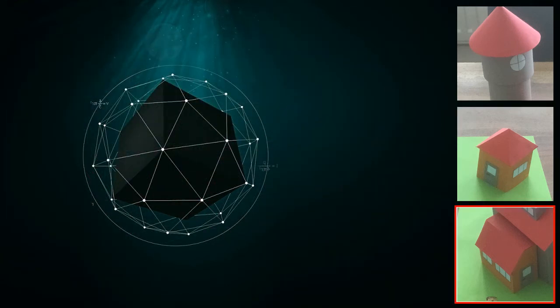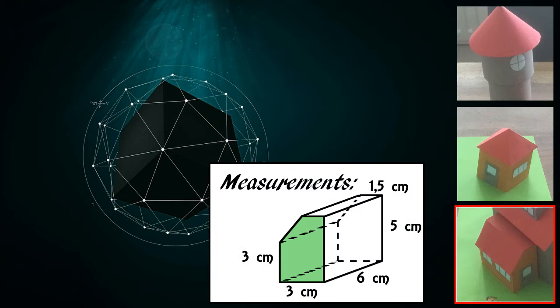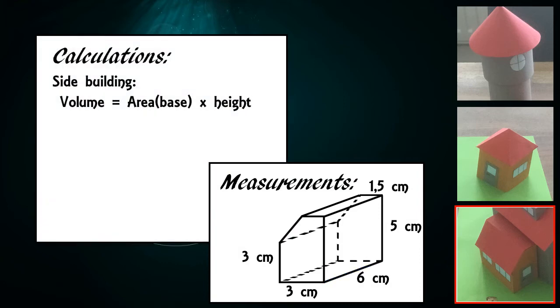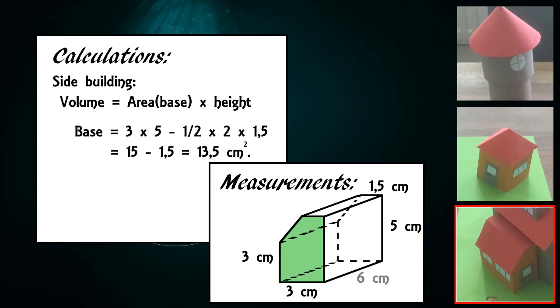Finally, the sign building. This is the base, and this is the height of the prism. This is important because to calculate the volume, I need to use the formula area of the base times height. So the height is 6 centimeters, and now I just have to figure out how big the base is. This is the base, and these are all the measurements. By using framing, I figured out that the area is 13.5 square centimeters. And this means that the volume is 13.5 times 6, which is equal to 81 cubic centimeters.